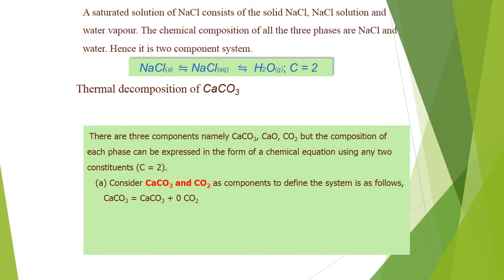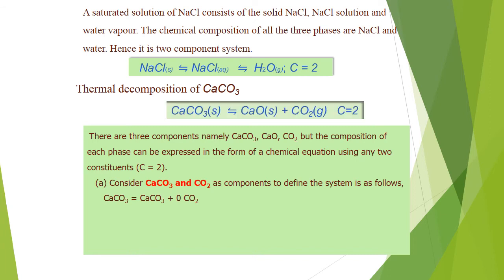Then, thermal decomposition of calcium carbonate. See this equation. Calcium carbonate decomposes to give you this. So here I have three components: calcium carbonate, calcium oxide, and carbon dioxide. Totally 3 components I have. Well, whether we can reduce it or not, we'll see. Component is given as 2. How? We'll take any 2 components and we'll try to define all the 3 different phases.